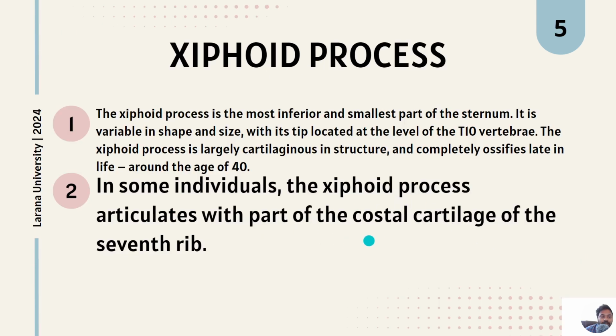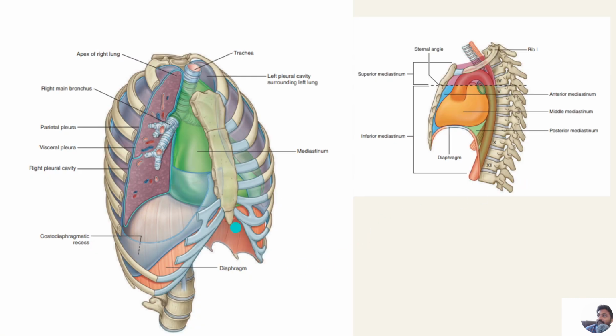So let's discuss the xiphoid process of the sternum. The xiphoid process is the most inferior and smallest part of the sternum. It is variable in shape and size. You can see this is the xiphoid process. Its tip is located at the level of the T10 vertebra.